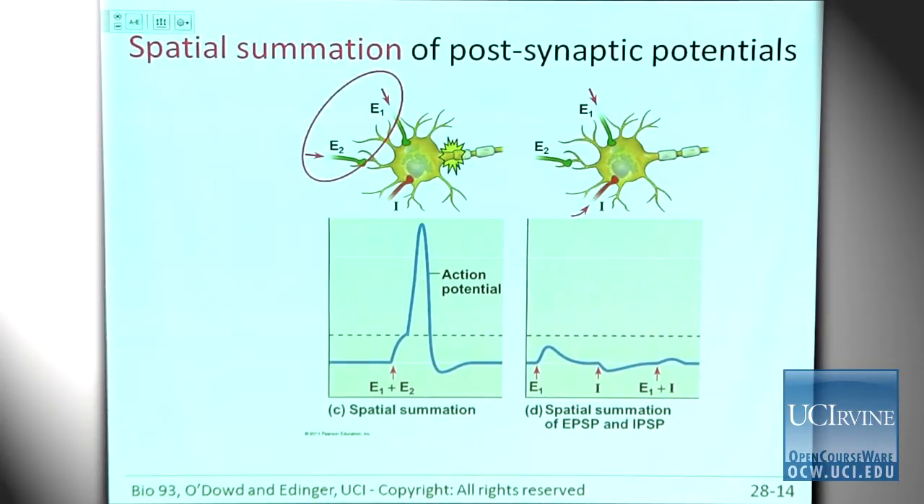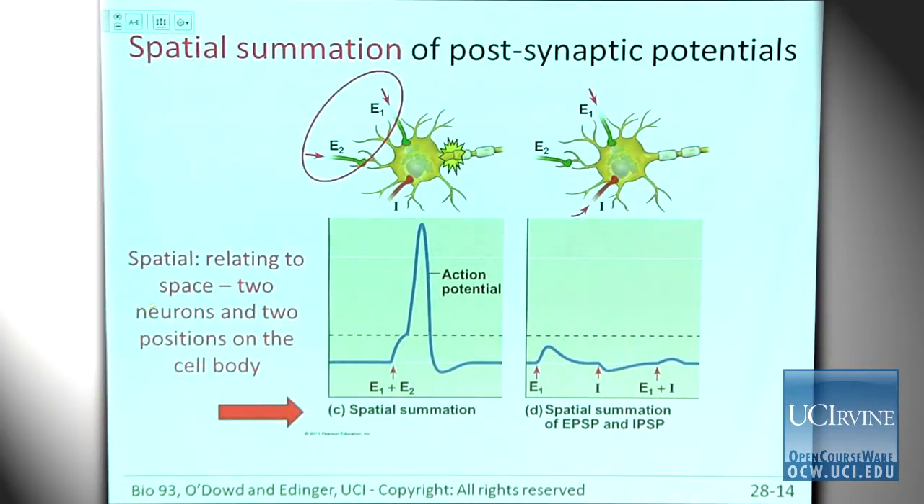You can also have spatial summation, and here we have two different presynaptic neurons that are going to produce EPSPs, and they're both firing at the same time. So this is spatial summation, where two different positions in space, two different neurons, are providing signals, and these are getting summed in the cell body. So E1 plus E2 is enough to get to threshold, and you see an action potential originate at the axon hillock.